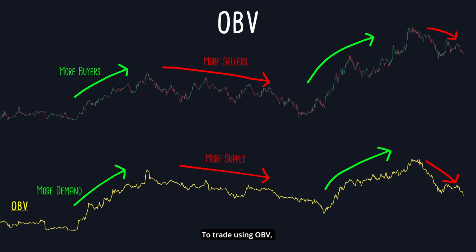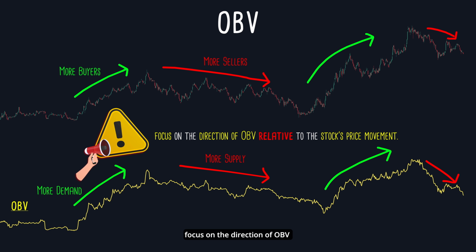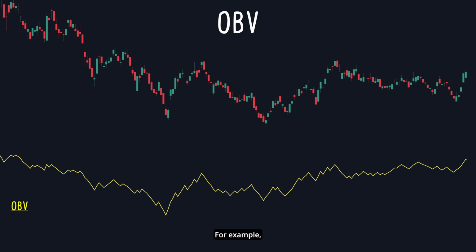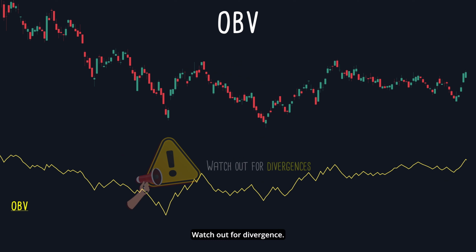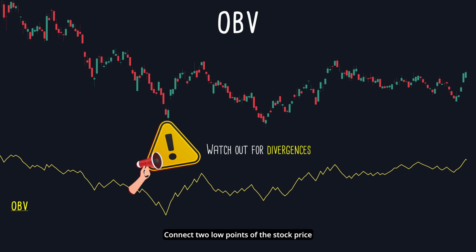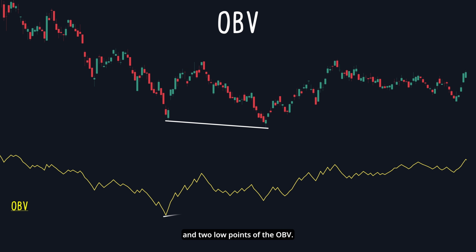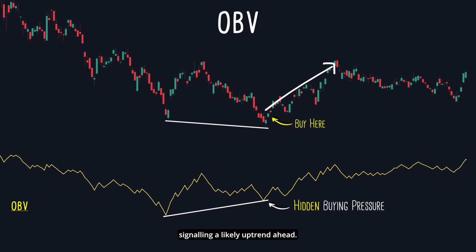To trade using OBV, focus on the direction of OBV relative to the stock price movement. For example, here we see OBV falling and rising alongside price. Now, here's the key. Watch out for divergence. Connect 2 low points of the stock price and 2 low points of the OBV. Notice how the directions of the 2 lines differ. This divergence reveals hidden buying pressure, signaling a likely uptrend ahead.